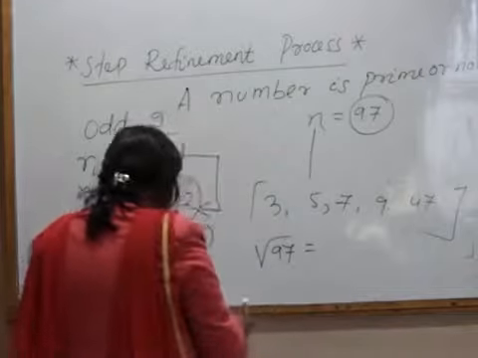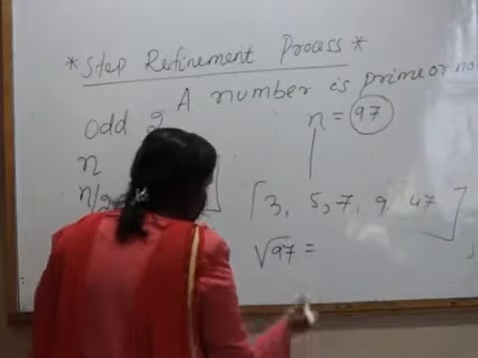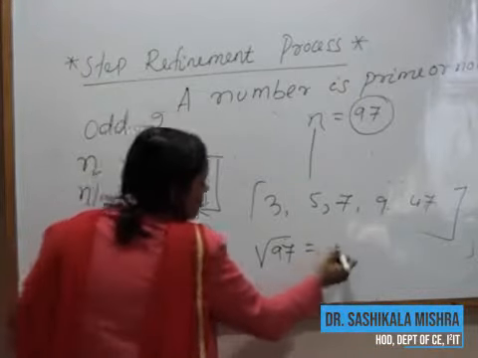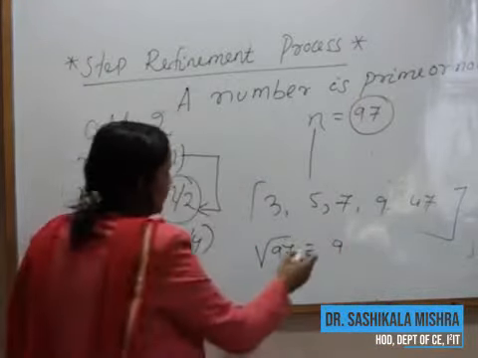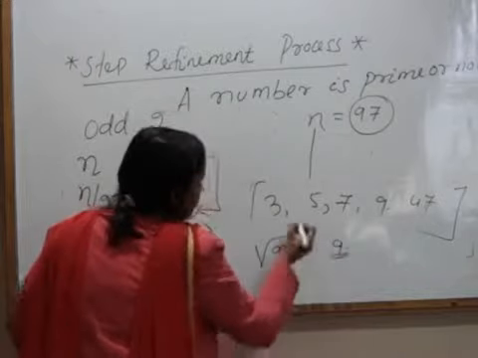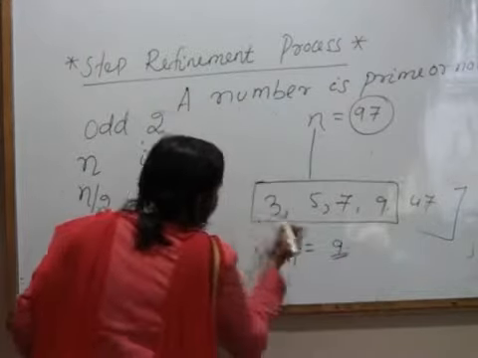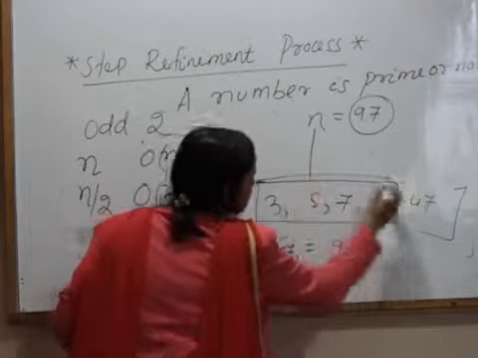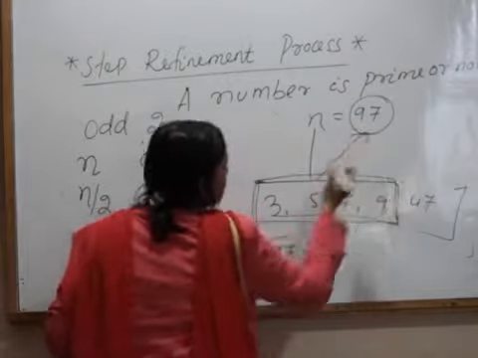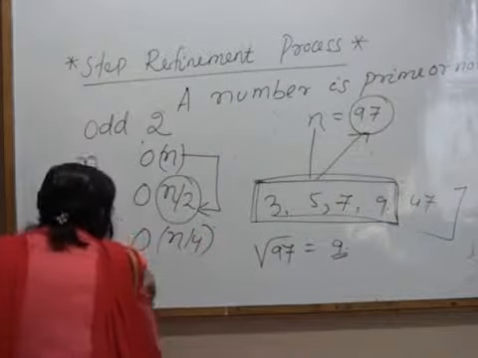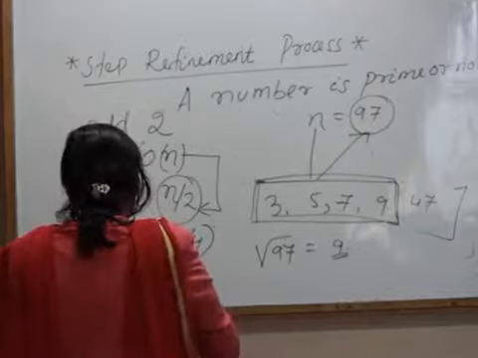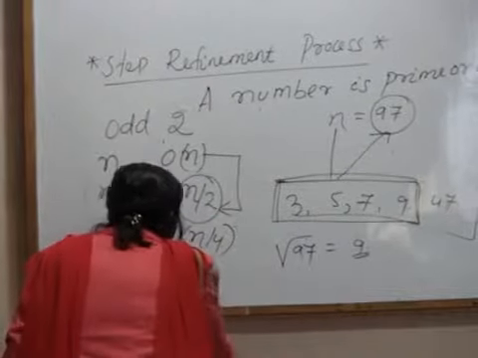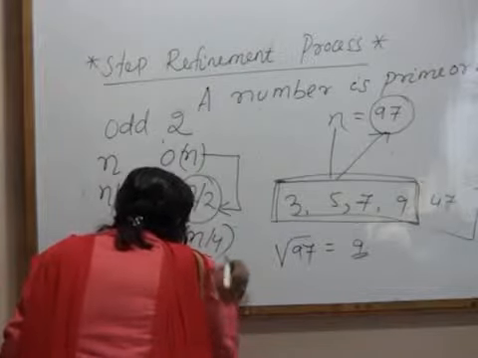So if you are taking 97, you can take the square root, and whatever number you are getting, suppose you get 9 point something. If you take the lower bound, maximum 9. So you can consider only up to the square root of 97, that is 9. This number you can consider and check whether 97 is prime or not. Again the time complexity will be reduced, and we can write it like this: root n divided by 4.